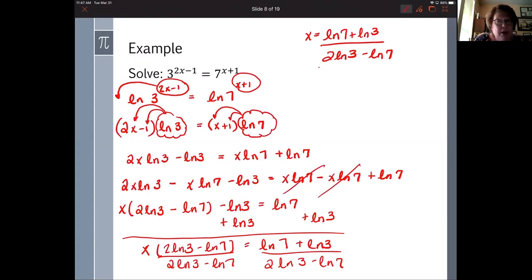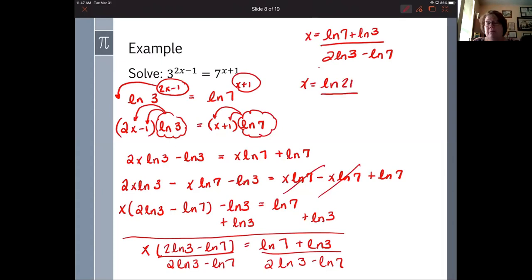Now, it's good practice, although MyMathLab doesn't require it, you could look at this and say, but can I condense this? And the answer is yes, you could condense this. You could write this as the natural log of 7 plus the natural log of 3. You can write the sum of 2 logarithms as the logarithm of the product. So you could write the numerator as the natural log of 7 times 3, which is the natural log of 21.